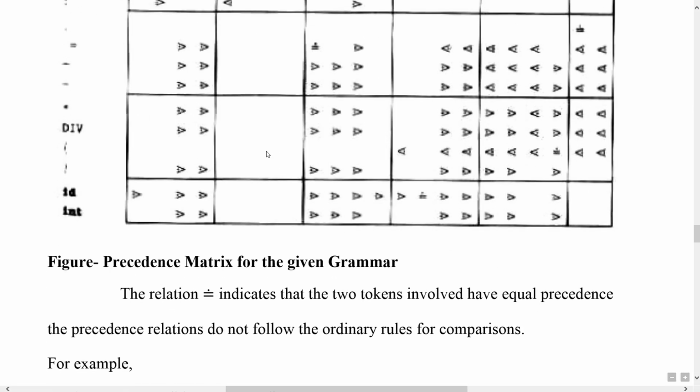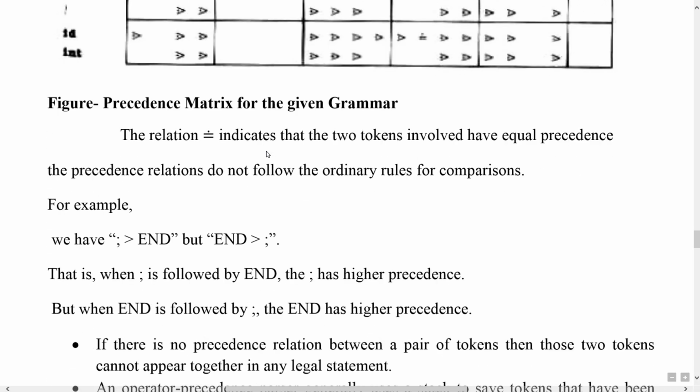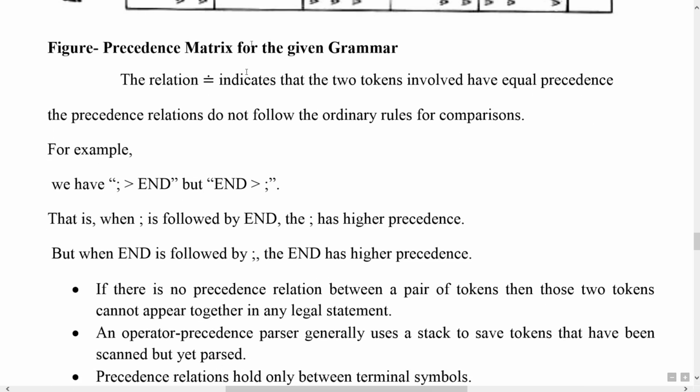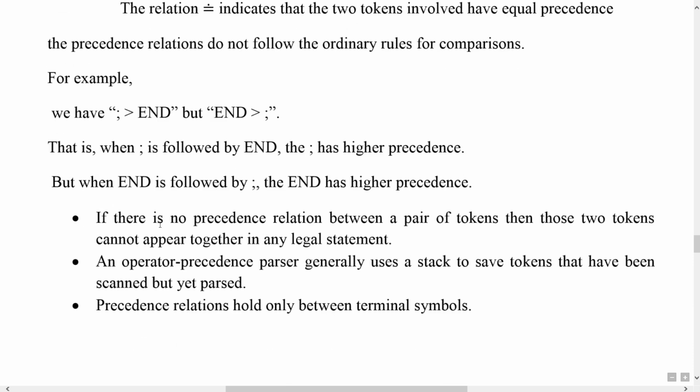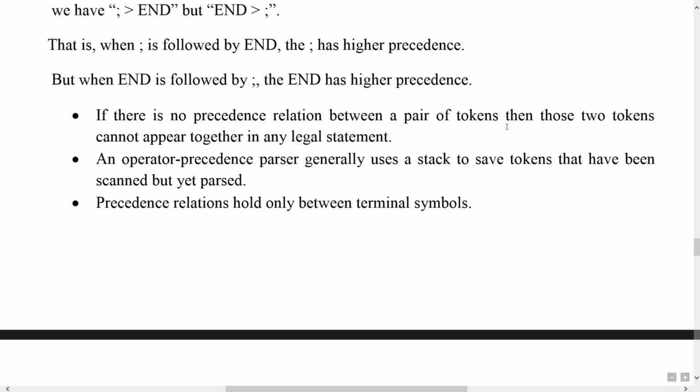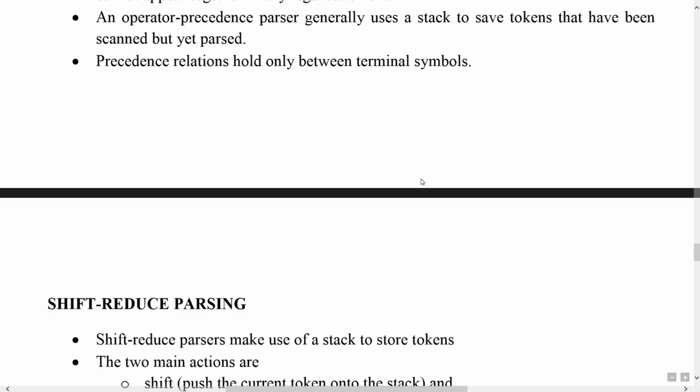To construct this table we need to follow some procedure, but here we are not going to discuss that procedure. Equal to means those two tokens have equal precedence. If there is no precedence relation between a pair of tokens, then those two tokens cannot appear together. Normally, the operator precedence parser uses a stack to save tokens that have been scanned but not yet parsed. The precedence relation holds only between terminal symbols.